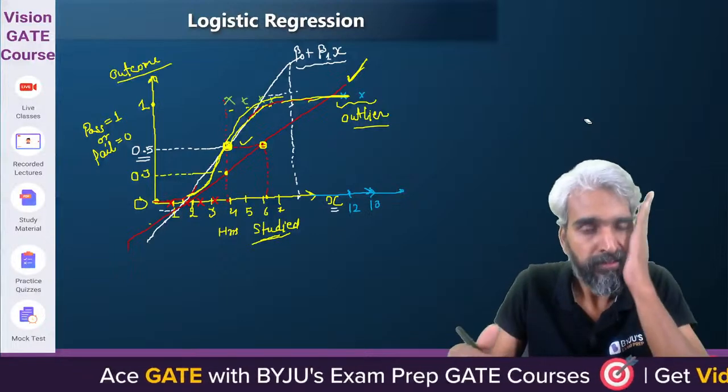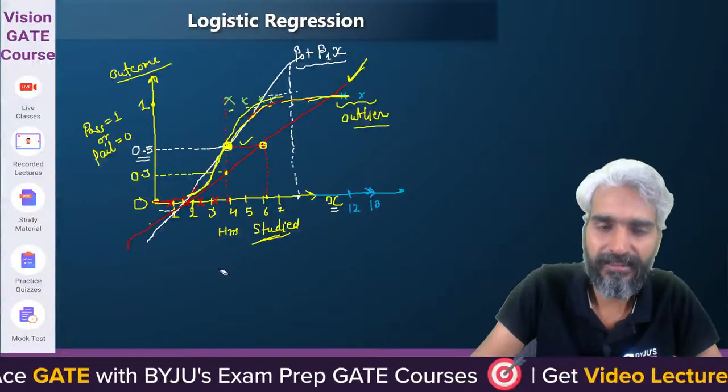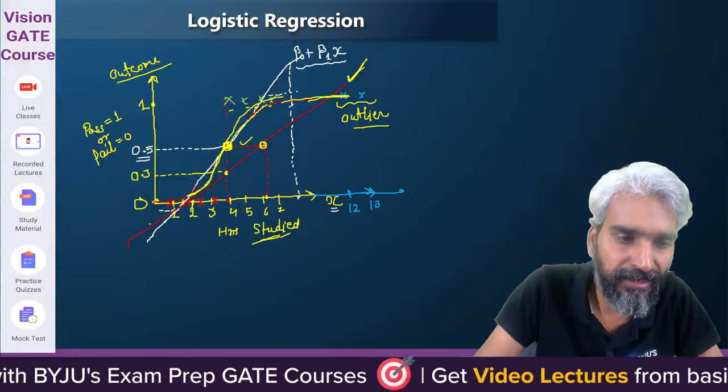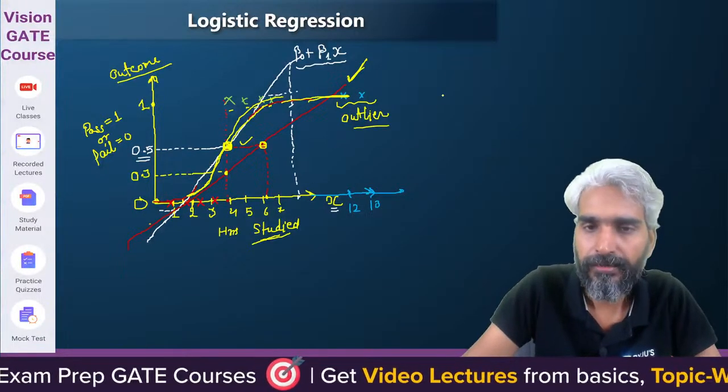So this is the linear regression. Linear regression will eventually fail in two cases. What?